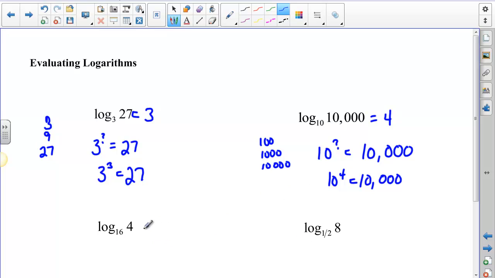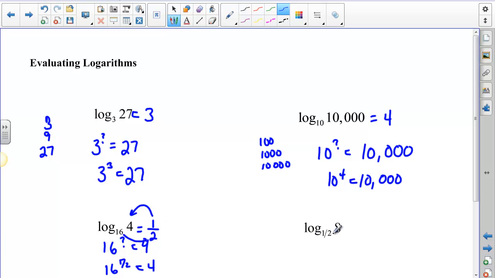This is where it starts to get a little trickier, because now I'm going to say 16 to what power is equal to 4? Well, I know the square root of 16 is 4. Oh wait, I remember now, 16 to the 1/2 power, because square rooting something is the same as taking it to the 1/2. That's equal to 4. And so log base 16 of 4 is 1/2. Again, we can check by saying 16 to the 1/2 power equals 4, and that helps out a lot.